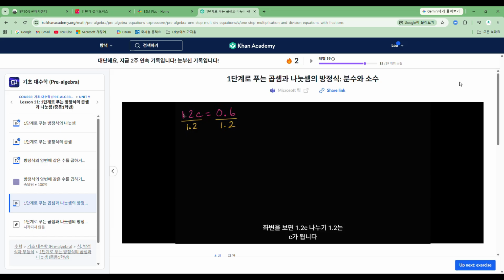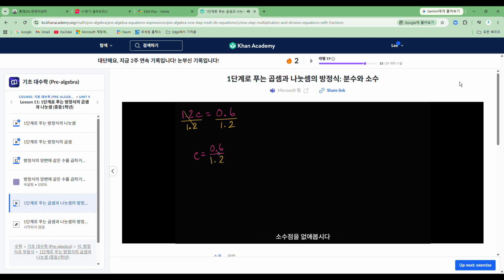So on your left-hand side, 1.2c divided by 1.2, well, that's just going to be c. You're going to be left with c. And you're going to have c is equal to 0.6 over 1.2. Now, what is that equal to? And there's a bunch of ways you can approach it.